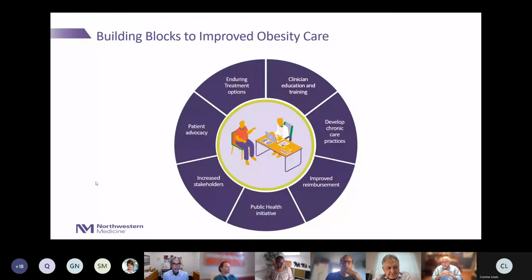Next slide, please, Corrine. So this is how I look at the building blocks of improving obesity care. You could probably fill in your own little segment yourself. These are ones that I often think about. Enduring treatment options and developing a chronic care practice, improved reimbursement. These are kind of all the elements we need to provide efficient patient care.